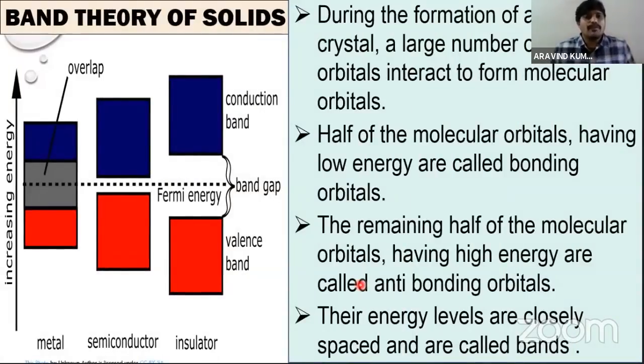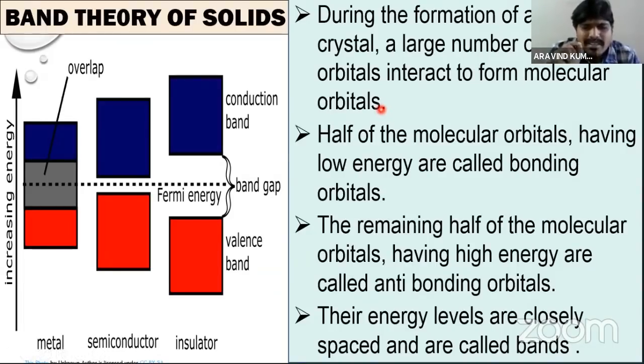Band theory of solids. Now, the term band means what? Band means a group, a close spaced group, right? According to our chemistry, during the formation of a metallic crystal, a large number of atomic orbitals interact to form molecular orbitals.